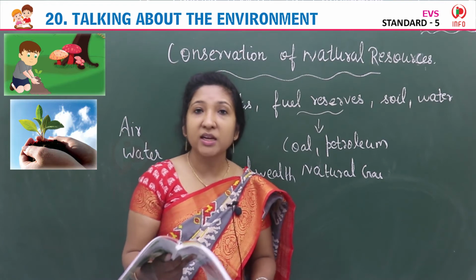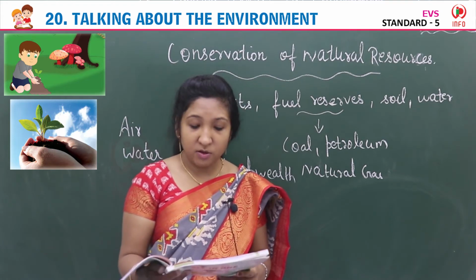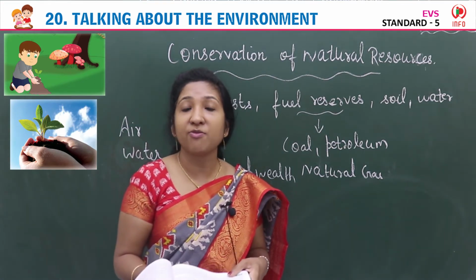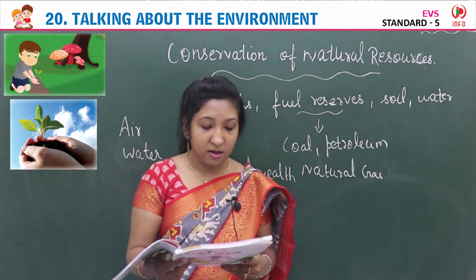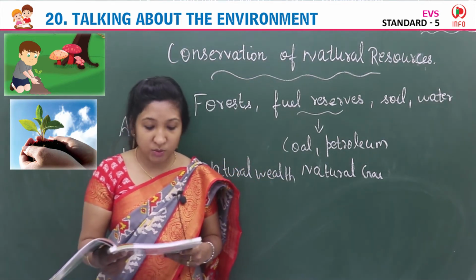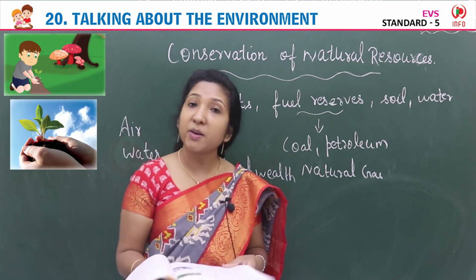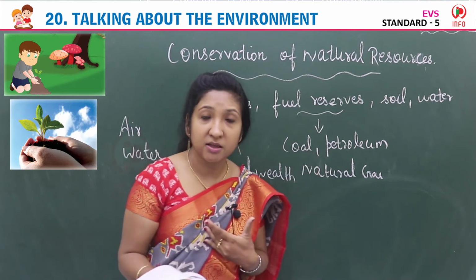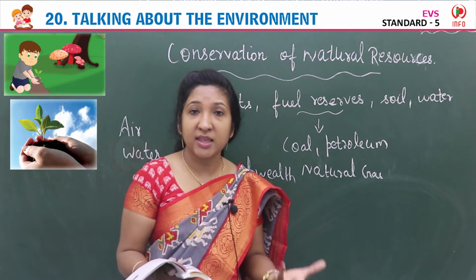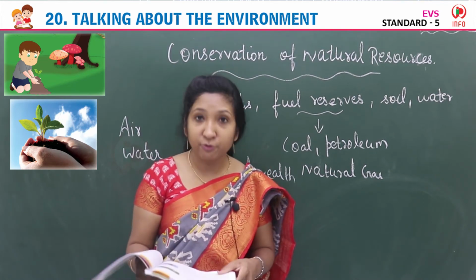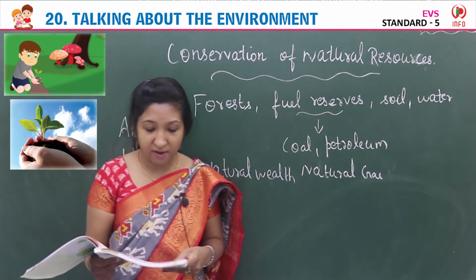For medicines we need these trees and plants. Without that it is impossible. So they are very essential commodities, very important products for us. The trees provide us with all. Fuel reserves are required for almost all domestic and industrial purposes. For all houses, they need fuels. All industrial purposes also, they need fuel to run the company, to run the factory.